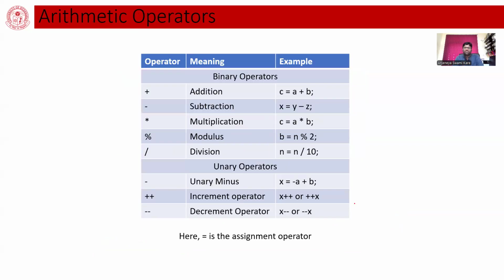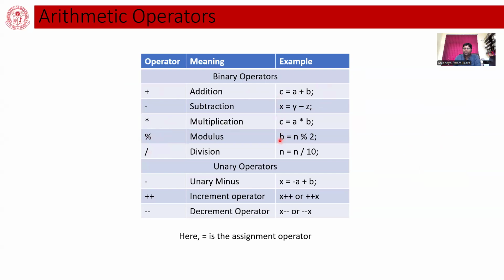So while writing computer programs, you may have to use a lot of arithmetic expressions. That is why we have arithmetic operators. Arithmetic operators can be treated as two kinds: binary operators and unary operators. Some of the binary operators are plus, minus, multiplication, modulus, and division. This is how you can write.